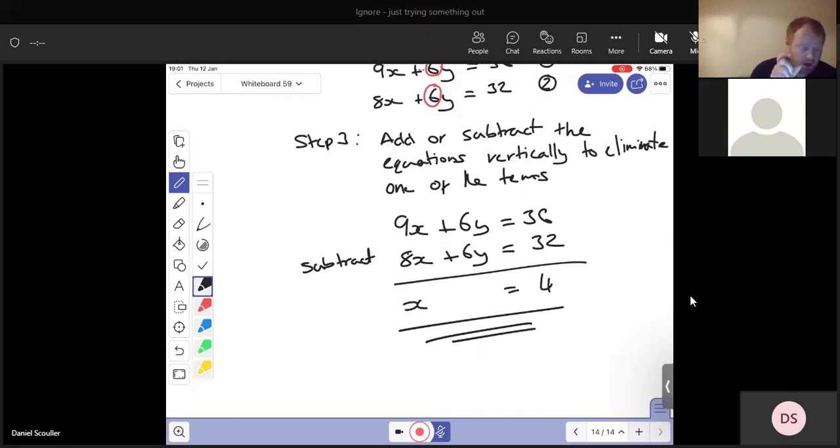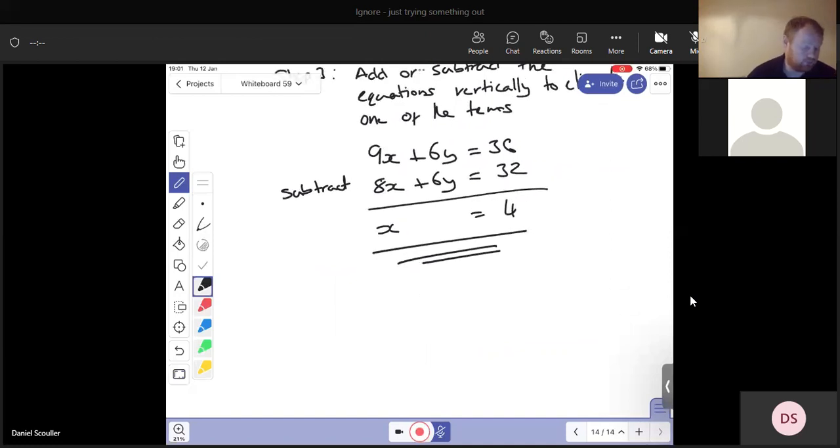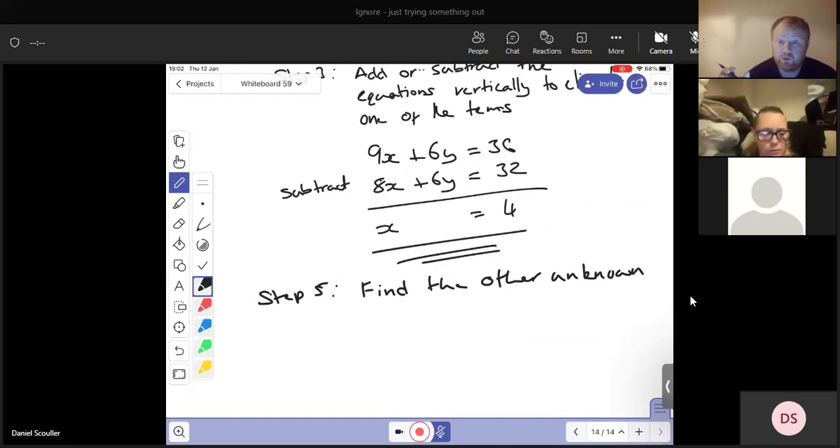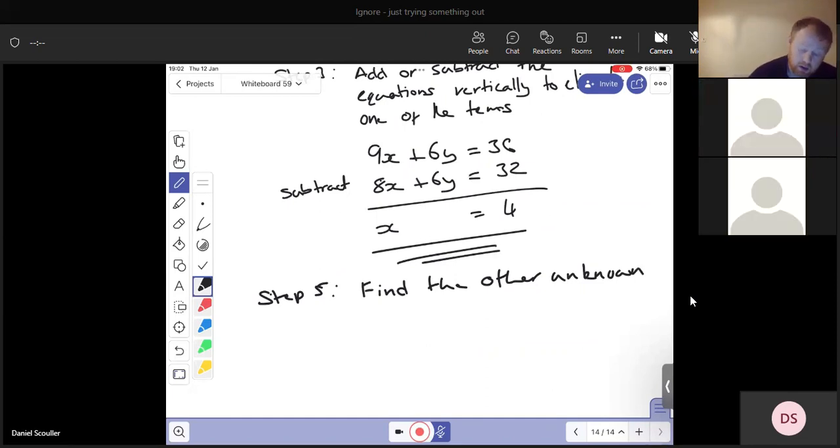But now I want to find the other unknown. So that's me solved that equation for one unknown. X equals 4. Find the other unknown, in this case, the letter y.